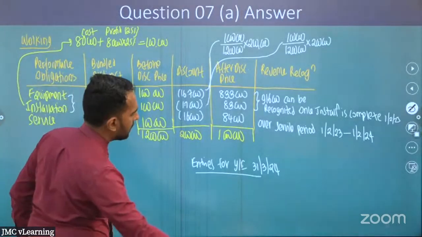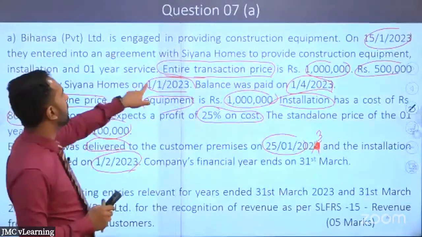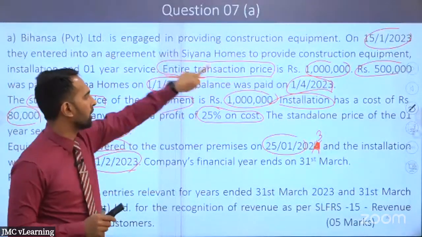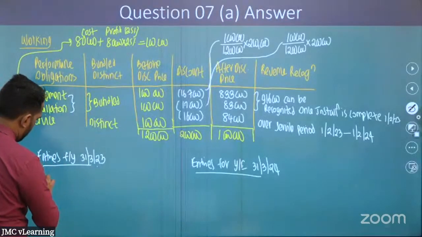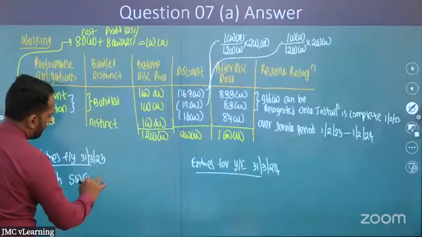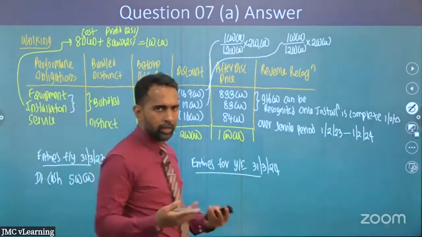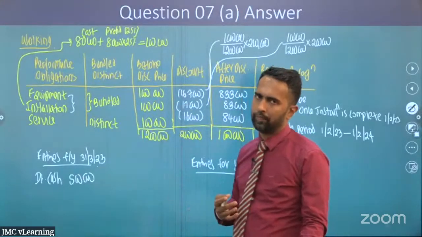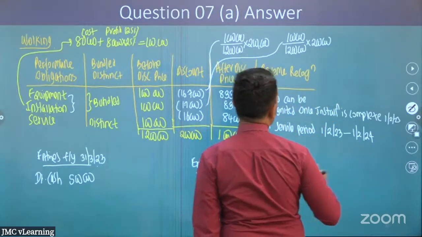Now if you look at the first year, that is 2023, we received 500,000. When the transaction started, they paid an advance of 500,000. So that is a cash receipt, debited to cash 500,000. On the very first day when you entered into the agreement, they paid 500,000. Then you need to identify the revenue to be recognized.